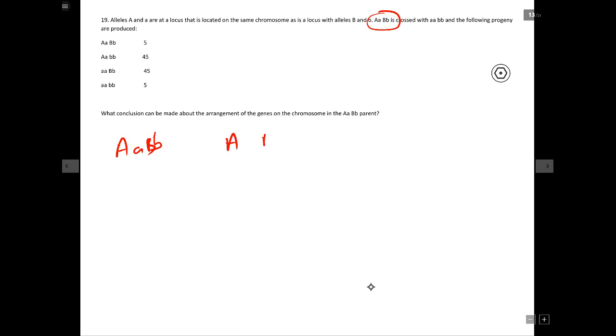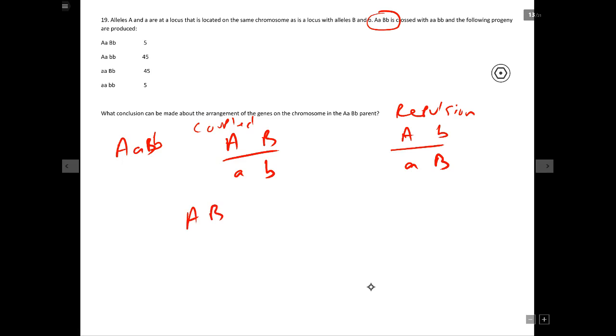It could be like this. It could be like this. This is coupled. This is in repulsion. This guy will give you these kinds of parents and these kinds of recombinants. These guys will give you these kinds of parents and these kinds of recombinants. So which one is it? Well, these are the parents because there's more of those. These are the recombinants because there's less of those.